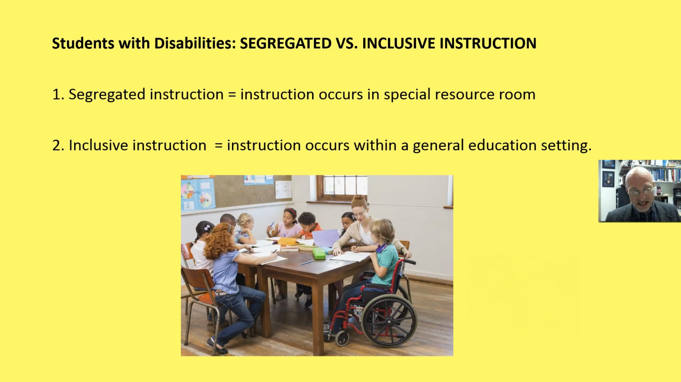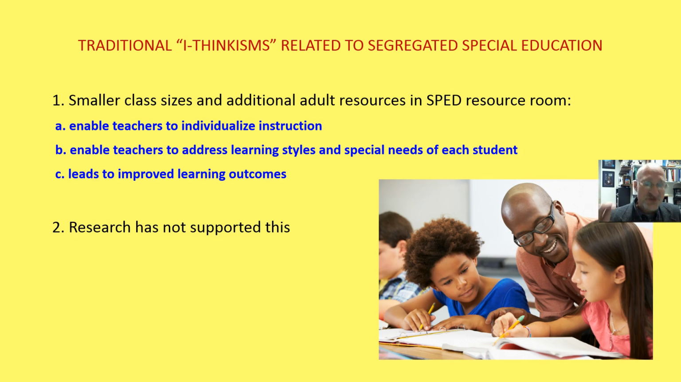Defining our terms, segregated instruction is instruction that occurs in a resource room apart from a gen ed classroom. They are pulled out, put in a segregated setting. Inclusive instruction is instruction that occurs within a general educational setting. This is students with learning disabilities, reading disabilities, intellectual disabilities, emotional behavioral disabilities, and all sorts of physical disabilities as well.